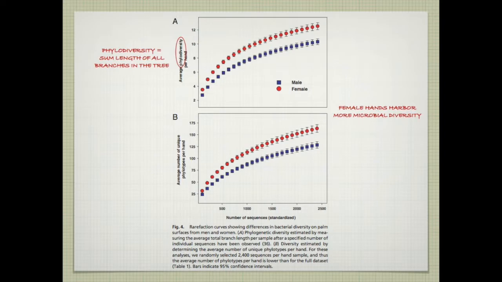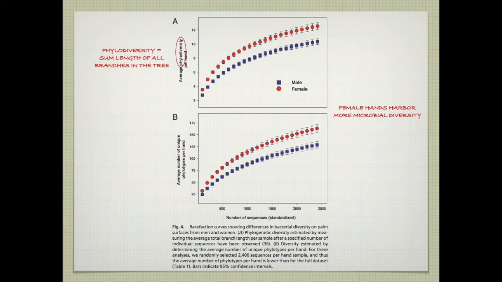And so these are two different diversity metrics, and these are saturation curves. We looked at these before. So the way you interpret these, this is average number of phylotypes per hand versus the number of sequences that you randomly extract from the database. And so male hands show fewer phylotypes at any sample size than female hands. And there's a nice statistical difference between these. There's no doubt about that. And this is the number of phylotypes per hand. The first one is phylodiversity.